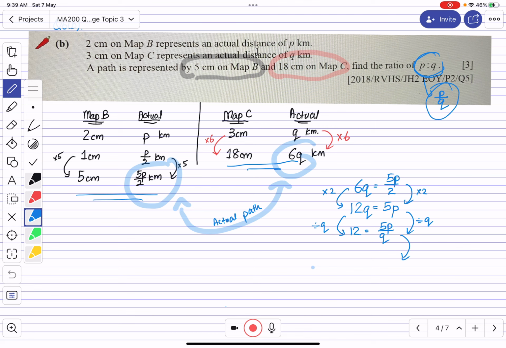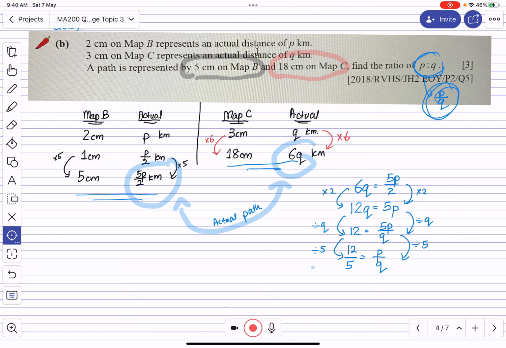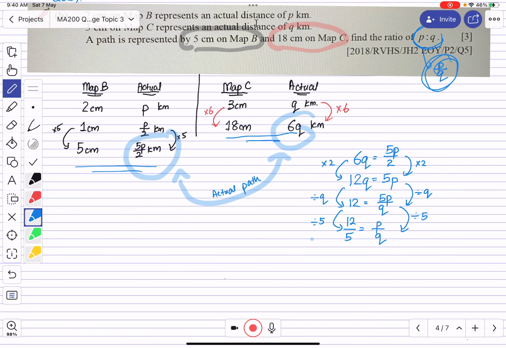Remember, I'm looking at this as my endpoint. So I'm going to divide by 5 on both sides. That gives me 12 over 5 equals p over q. Now, once you have p over q equals 12 over 5, this is the same as telling yourself that the ratio of p is to q is just the same as 12 is to 5. And that's all for this question.